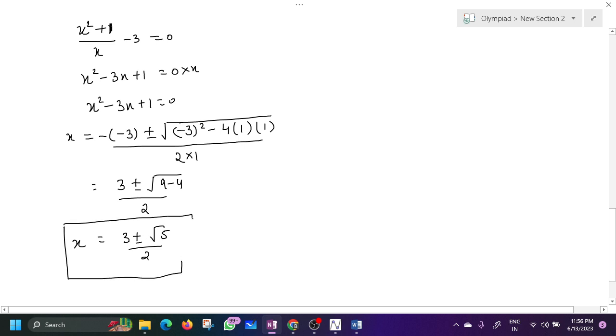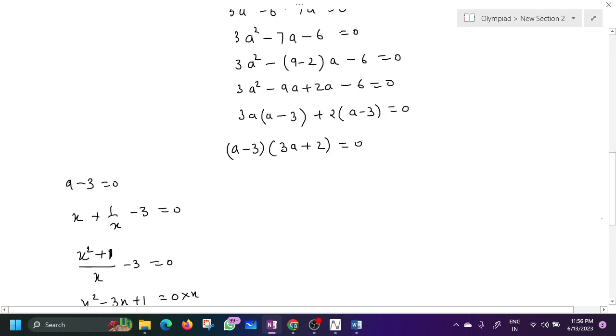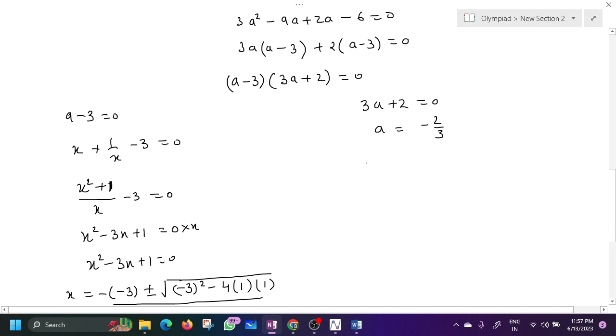So we are getting some solutions here. We will test these solutions later, but let's see the second bracket, which is 3a plus 2 is equal to 0. Now this gives you a is equal to minus 2 by 3. So a is equal to minus 2 by 3 gives you x plus 1 by x is equal to minus 2 by 3.